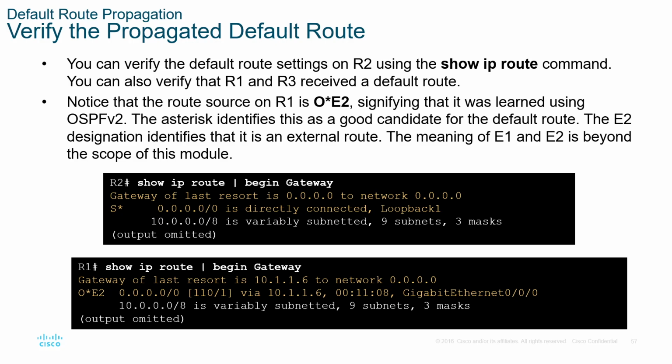In OSPF, we have 2 types of external routes, type 1 and type 2. Type 2 will not consider the cost to the ASBR. Type 1 will consider the cost to the ASBR as well in the equation. But this is too advanced for you, don't worry. So just remember, it's going to be an O E2 route.